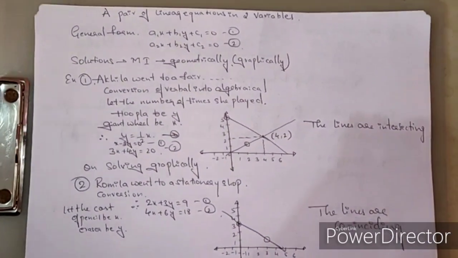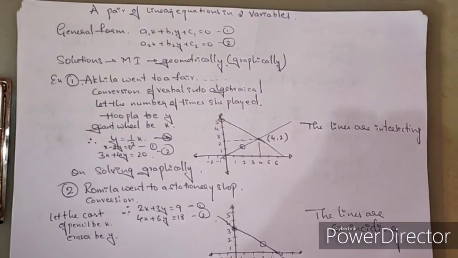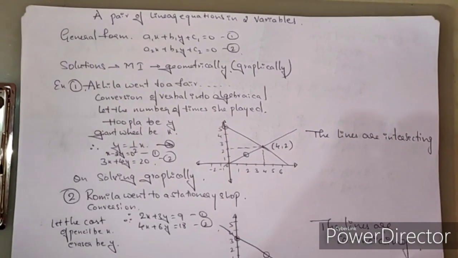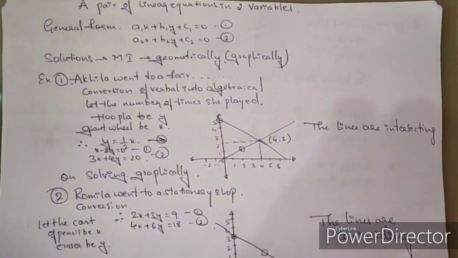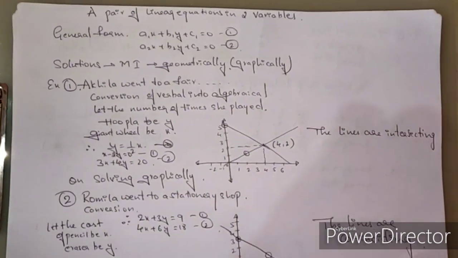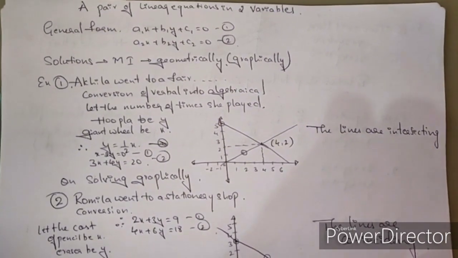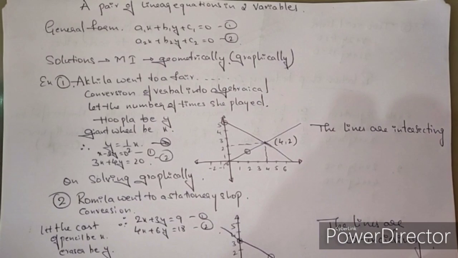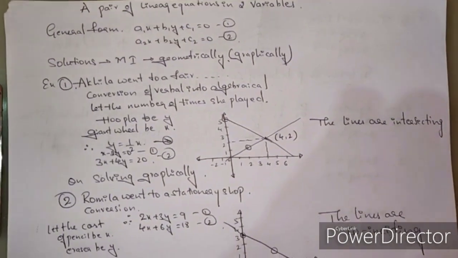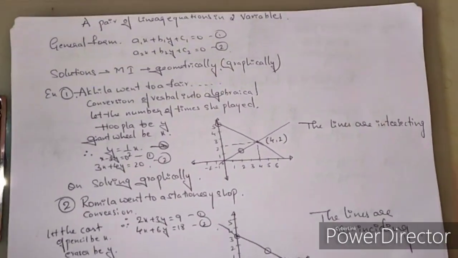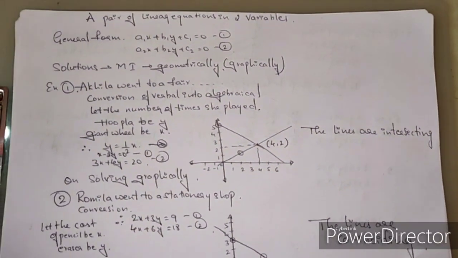As I had explained to you in the class, first of all we should be very good at understanding the question, and we should know how to convert the verbal problem into the algebraic form. Then from the algebraic form we can convert it into the graphical form. Let us take an example, the first example which is given in the textbook, of Akila. So let me read out the question for you.